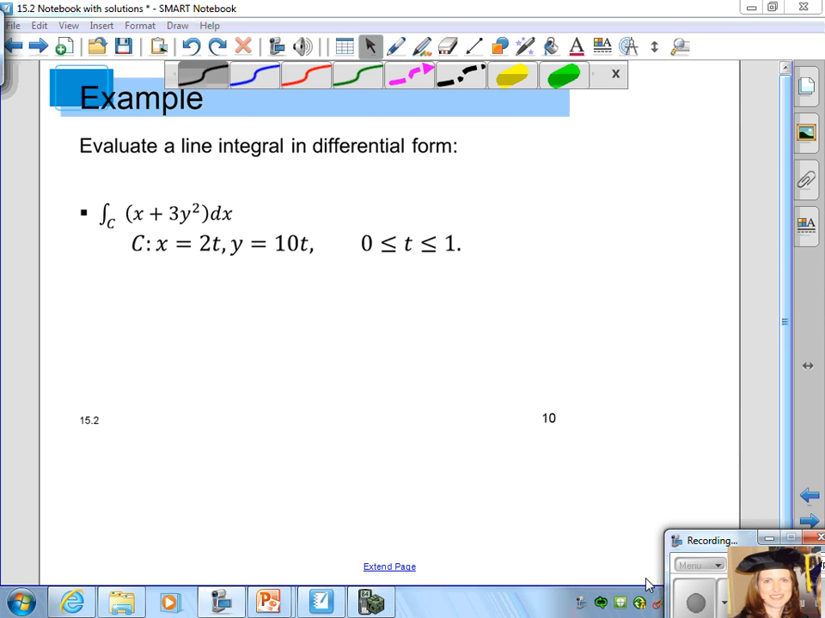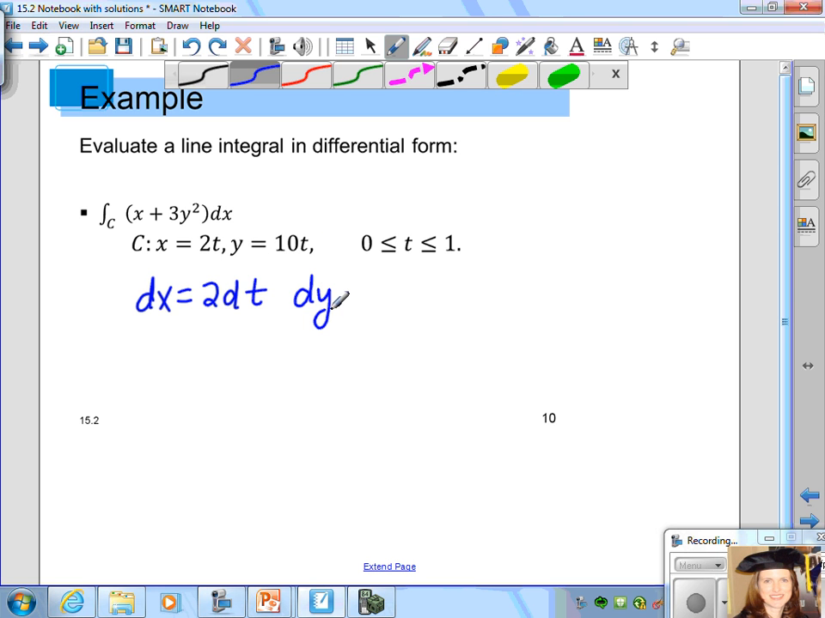To evaluate this line integral in differential form, we need to determine dx. dx would be that differential x. The derivative of 2t would be 2 dt. We can also find dy, however in this case there is no dy, but if you practice it now, when you get to the others that will have dy's in them, you can make that substitution. The differential y is going to be the derivative of 10t, which is 10 dt.